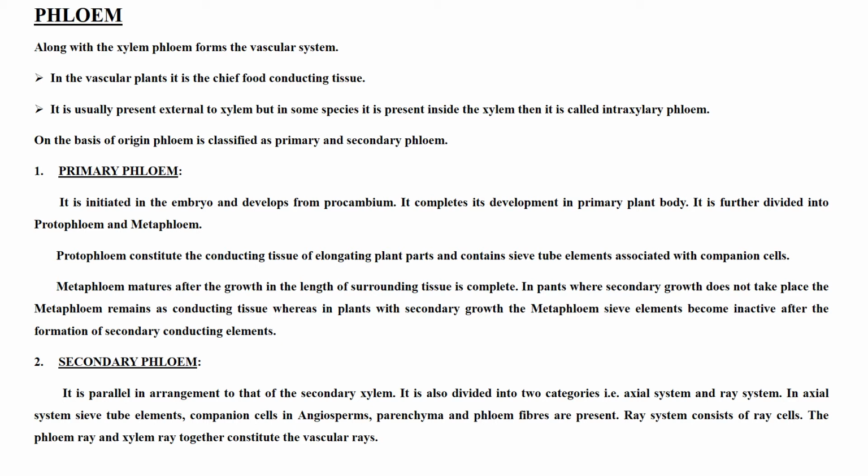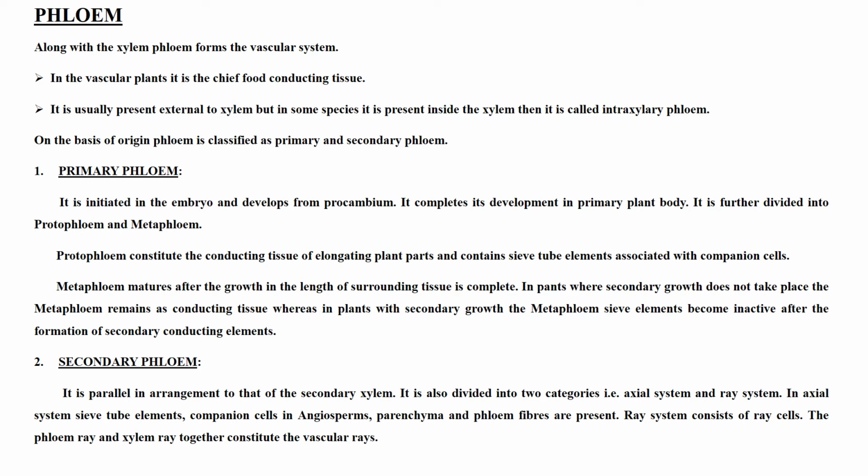Protophloem constitutes the conducting tissue of the elongating plant parts and contains sieve tube elements. These elements are associated with companion cells, while metaphloem matures after the growth in length of the surrounding tissue is complete. In plants where secondary growth does not take place, the metaphloem remains as conducting tissue, whereas in plants with secondary growth, the metaphloem sieve elements become inactive after the formation of secondary conducting elements.